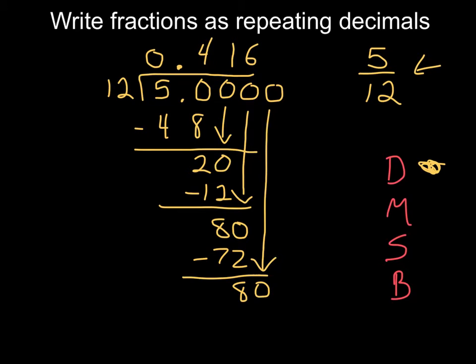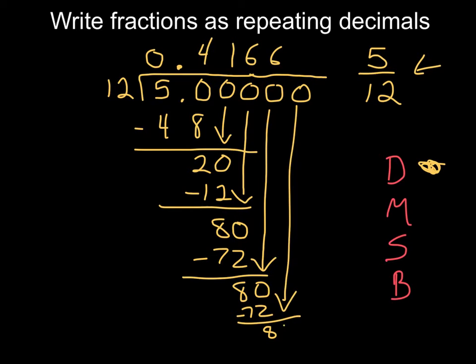Okay, so I have 80 again. So how many times does 12 go into 80? It'd be 6 again. 6 times 12 is 72. I subtract, and I have an 8. And you can see that I just now have run into a pattern. I can keep doing this, and it's going to continue to be 6 over and over and over.